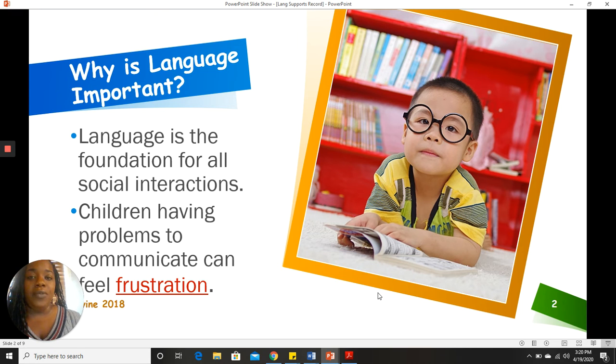Language is also important in children in order to ease frustration. When children don't have the words to say what they want or to express what they might need, they tend to get frustrated. Infant babies tend to cry because they don't have any words to communicate with us. So that's why it's very important for us as adults to support their language development at home and outside of the home.